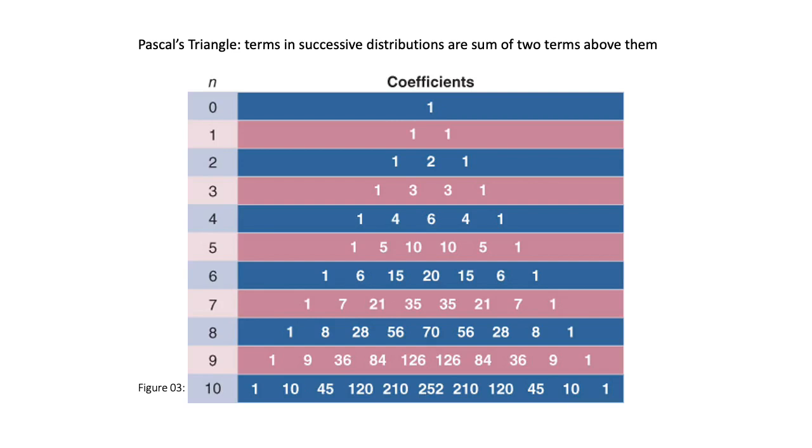And once you get the hang of it, it's really easy to do, and it turns out it shows up in all kinds of things, especially with binomial distributions. So let's talk about it.